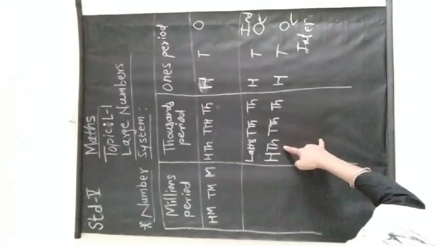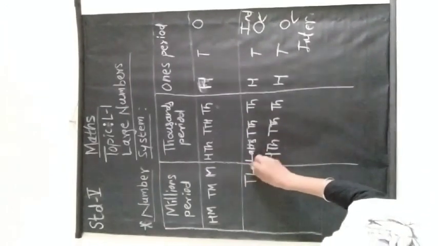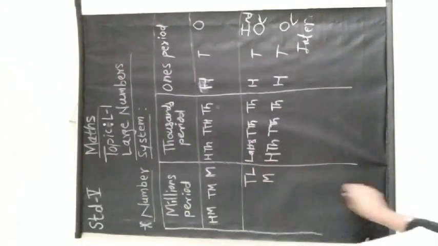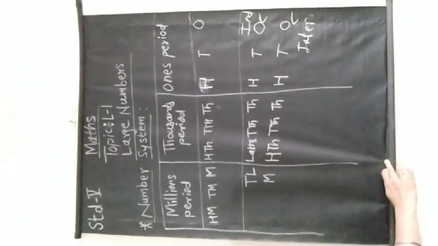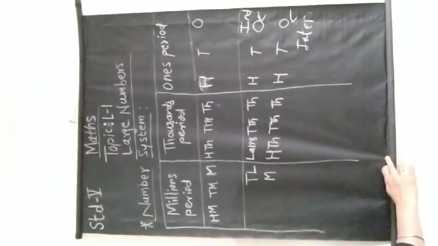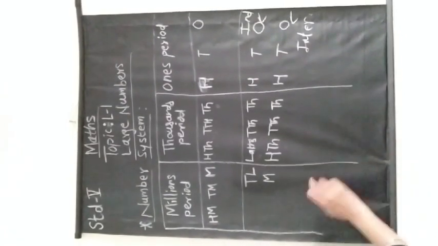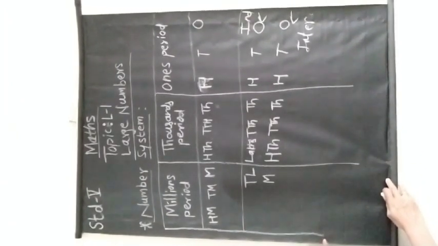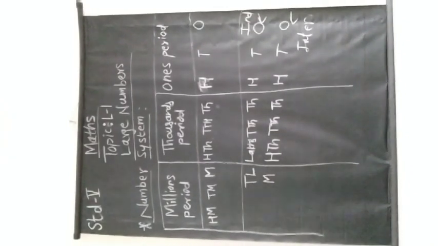Okay students. Now what about 10 lakh? After lakhs we are using 10 lakh, but in the international system we are using million. Instead of 10 lakh we say I have 1 million, not 10 lakh. In the Indian system we say I have 10 lakhs, but at the international level they do not say 10 lakh. They say I have 1 million. Okay students, do you understand the difference between the Indian system and the international system? Yes students.